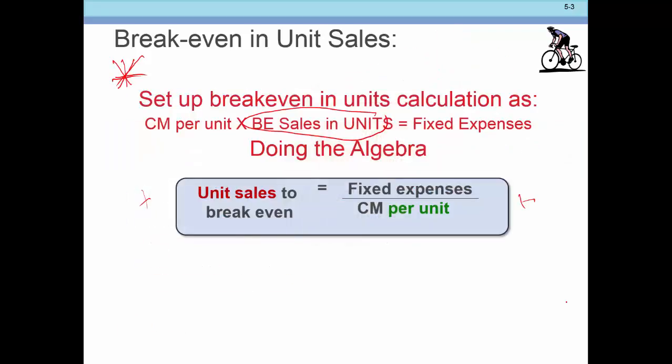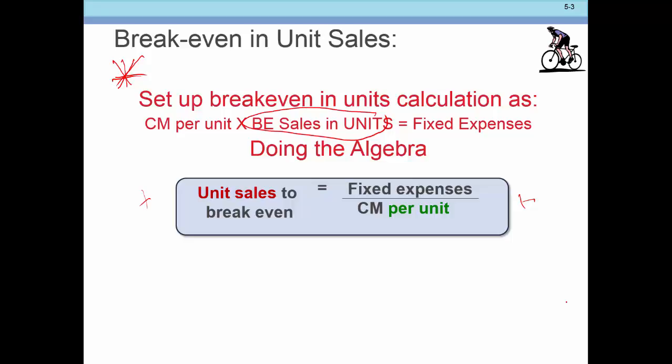Now, just taking a look at how we set up a break-even analysis. The way I set these up, I say my contribution margin per unit times my break-even sales in units. This is frequently the unknown in these questions, right? Because they want to say, well, how many units did you need to break even? I set that equal to my fixed expenses, fixed costs, whatever, and then I simply do the algebra, which is to take my fixed cost and divide it by my contribution margin per unit. That will give me my break even in units like we saw on that previous example.